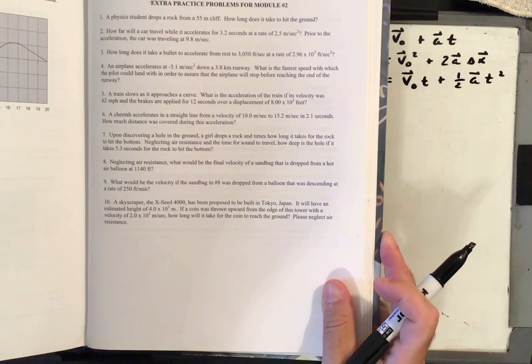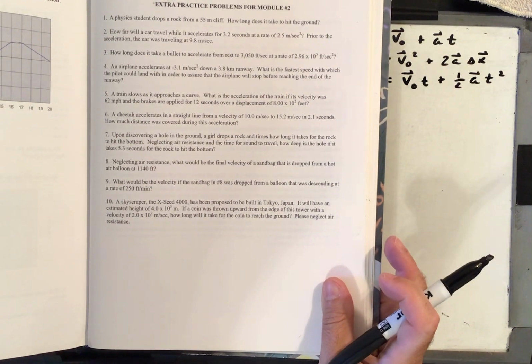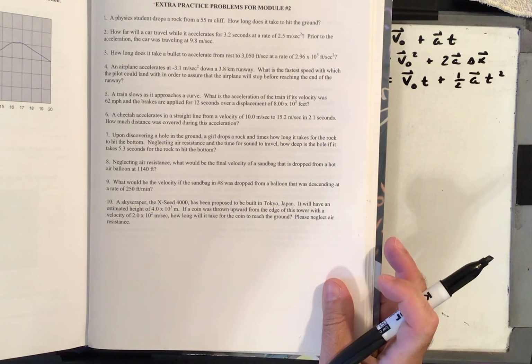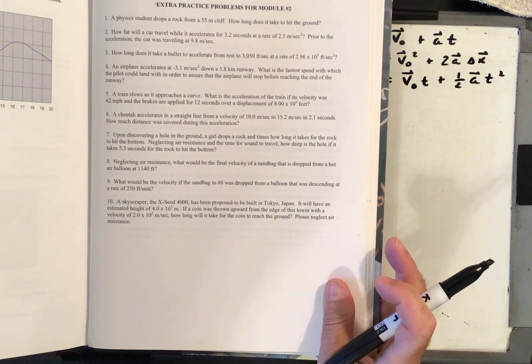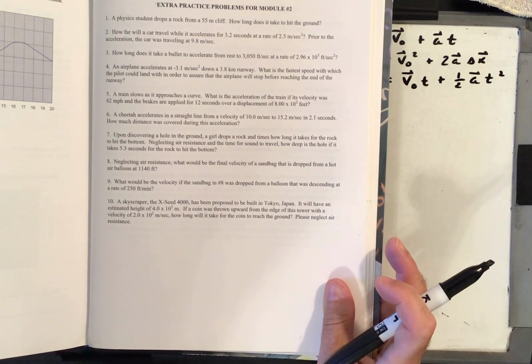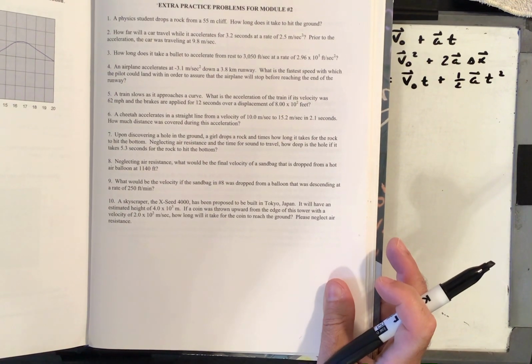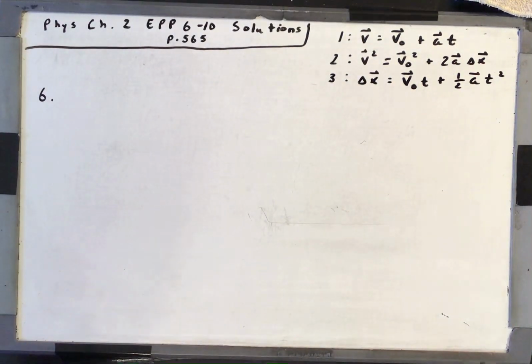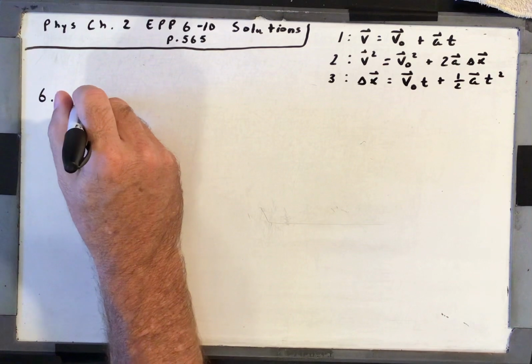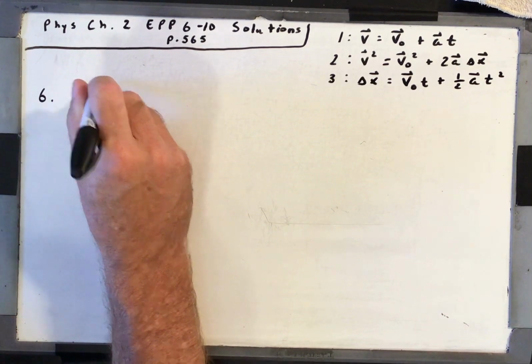Number 6 says a cheetah accelerates in a straight line from a velocity of 10 meters a second to 15.2 meters a second in 2.1 seconds. How much distance was covered during this acceleration? All right, we're wanting to know delta x, the displacement.